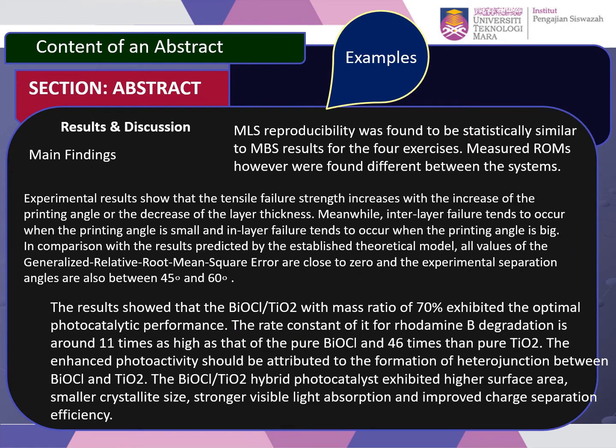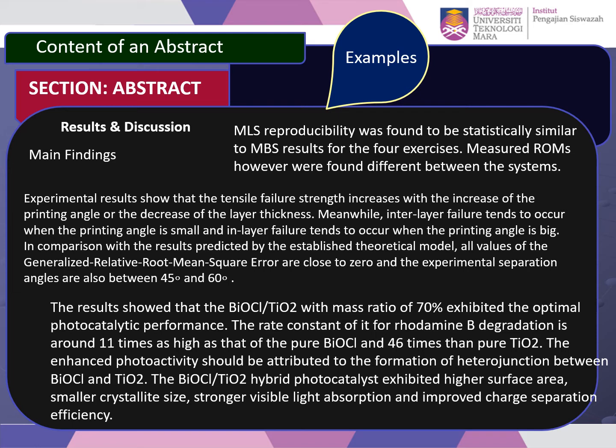Now these are the sample sentences which we use for results and discussion and to show the main findings. You can see that the first one is written something like the MLS reproducibility was found to be statistically similar. This is a finding, was found to be. And then also is found to be different between the systems. Now for the second example, it's showing the results: Experimental results show that.